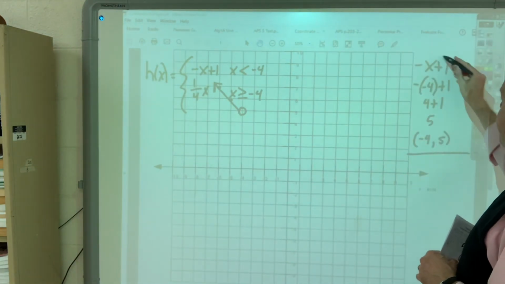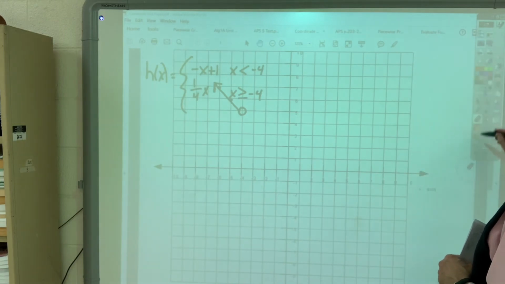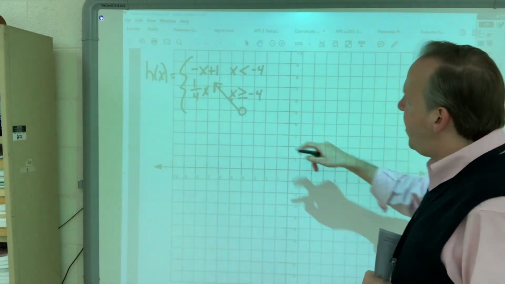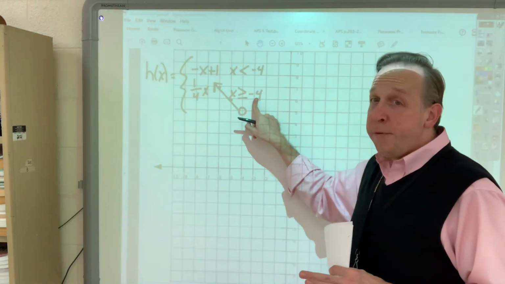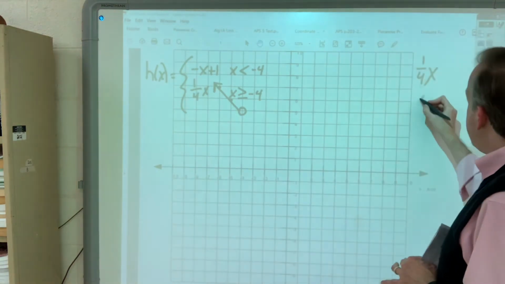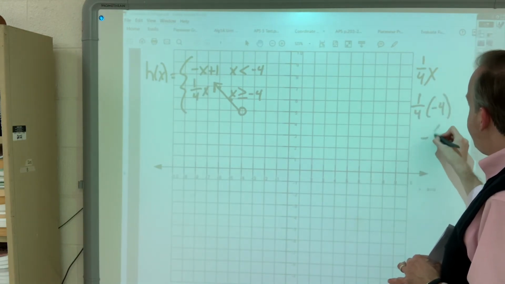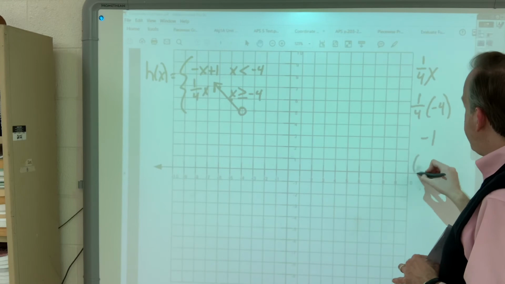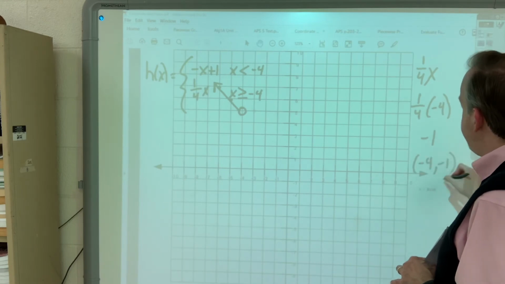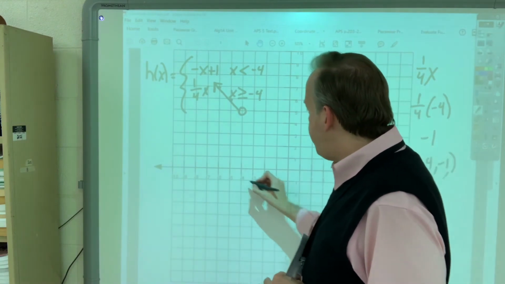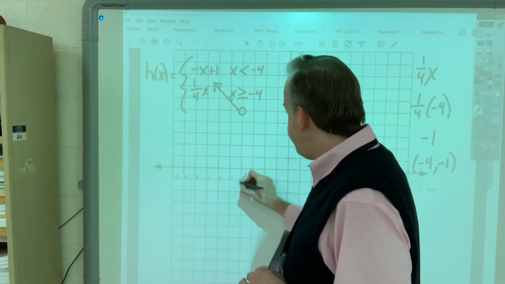And the last piece is 1/4 x, and negative 4 is the value to plug in there as well. 1/4 times negative 4 is negative 1. So at negative 4, we're at negative 1 with a filled-in dot. So (negative 4, negative 1) is right here.